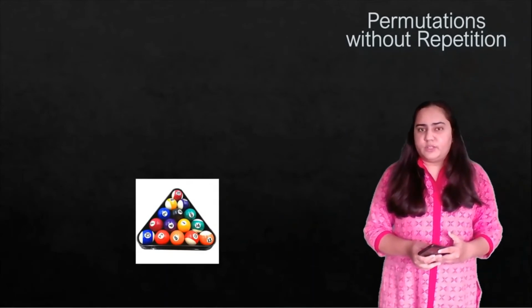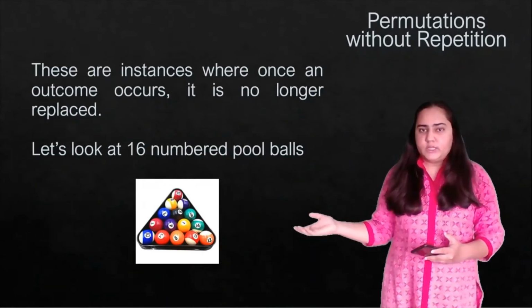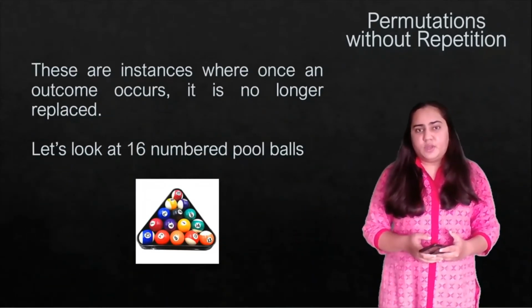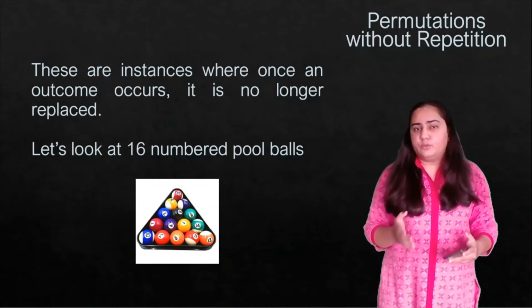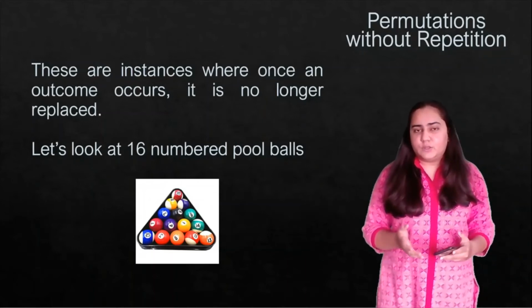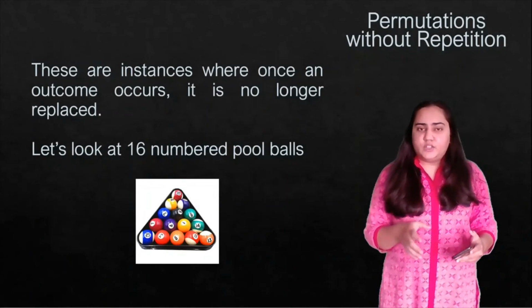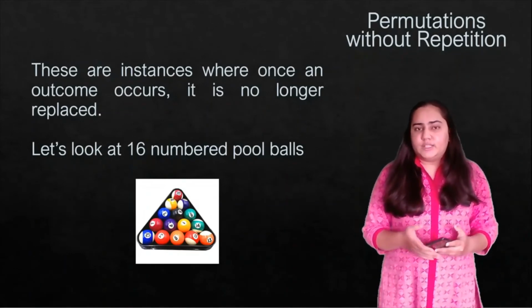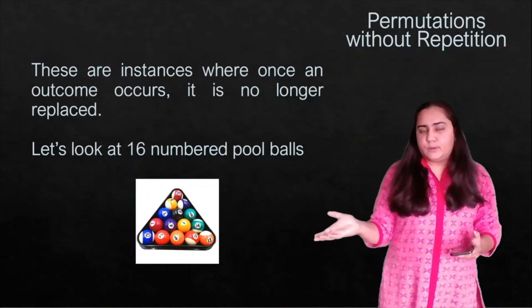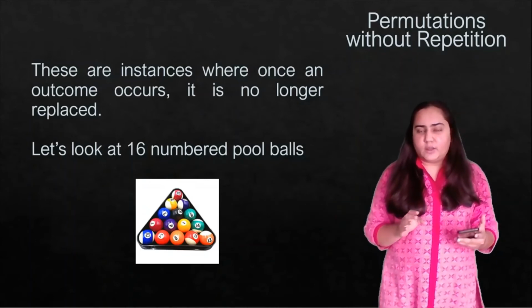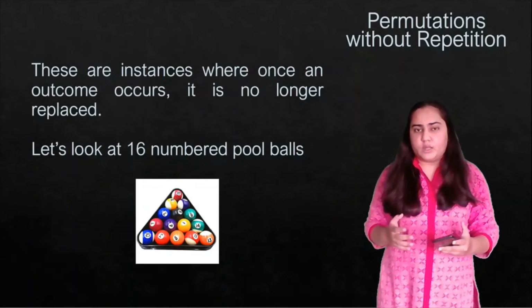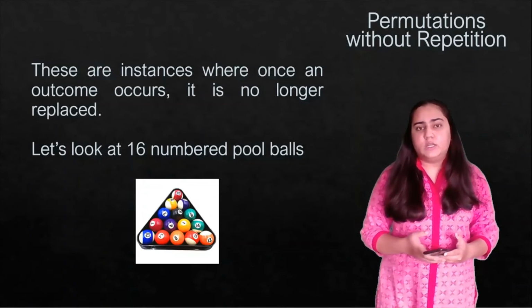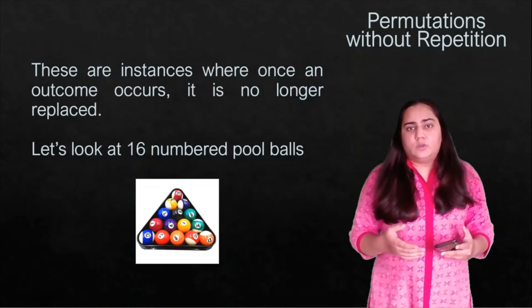Now, what about permutations without repetitions? So consider this example where you have 16 numbered pool balls. Pool is a game that you can play where there are balls and each ball has a number written. So let's consider that there are 16 such balls, and on each ball there is a number written: 1, 2, 3, 4, unique numbers from 1 to 16.